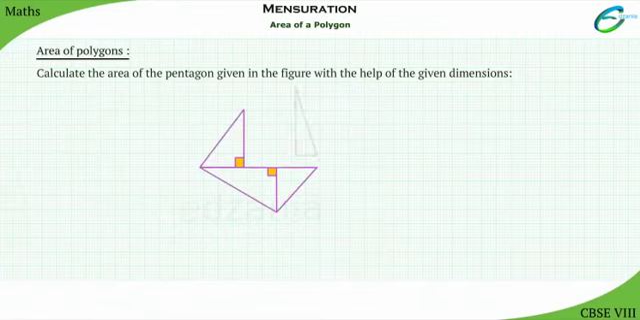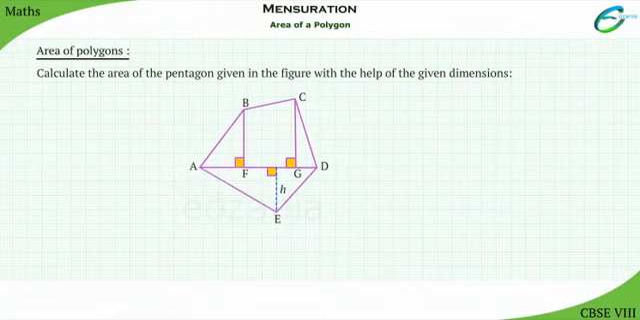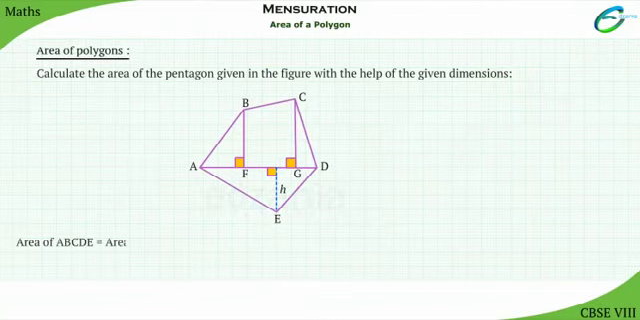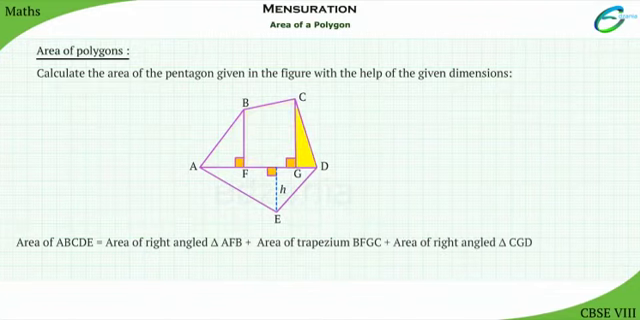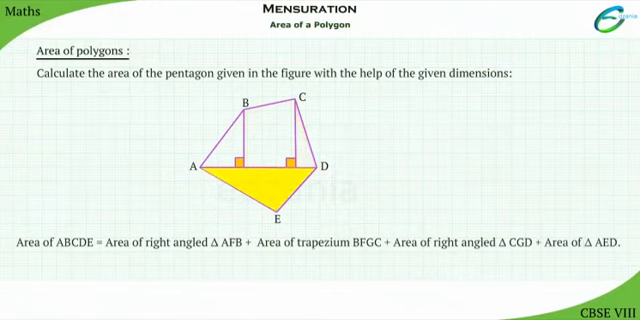If we split the pentagon as in the second diagram, how will we find the area? In this case, by constructing one diagonal AD and two perpendiculars BF and CG on it, the pentagon ABCDE is divided into four parts. So, the area of ABCDE is equal to the sum of the areas of right angle triangle AFB, trapezium BFGC, right angle triangle CGD, and triangle AED.